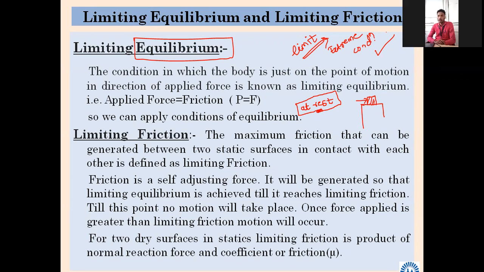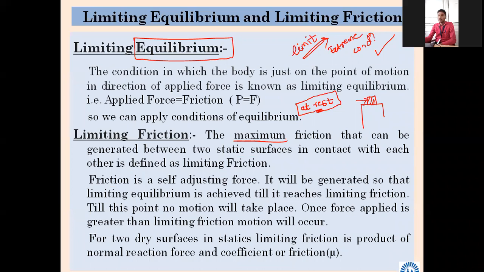Next, limiting friction. Again, the word limiting is there. What is that? The maximum friction that can be generated between two static surfaces in contact with each other is called as limiting friction. Maximum, I have told already, extreme. So what is friction and what is limiting friction? So maximum friction that can be generated between two static surfaces in contact with each other is called as limiting friction.